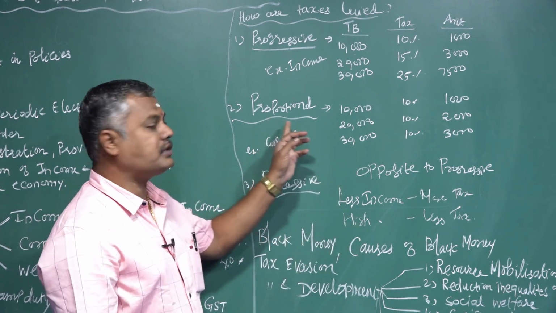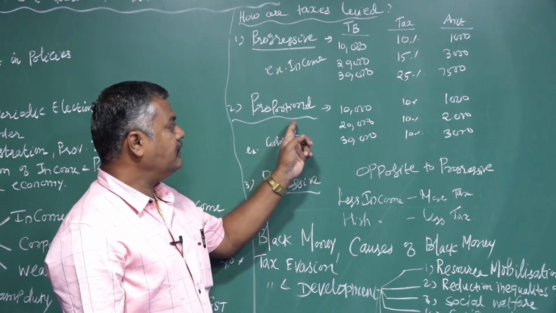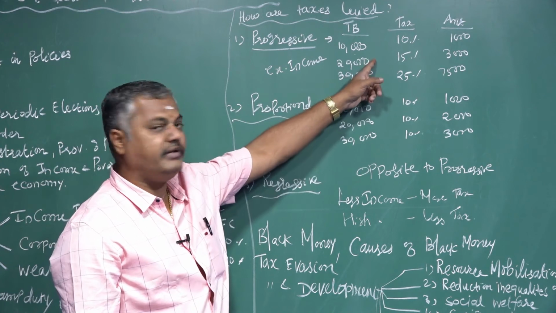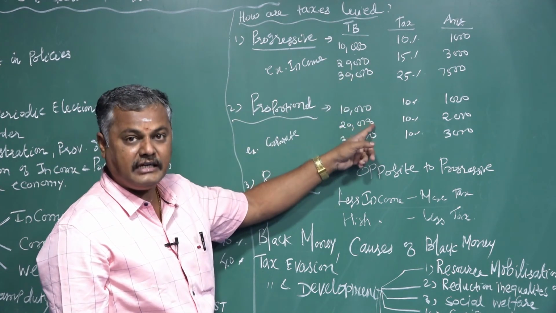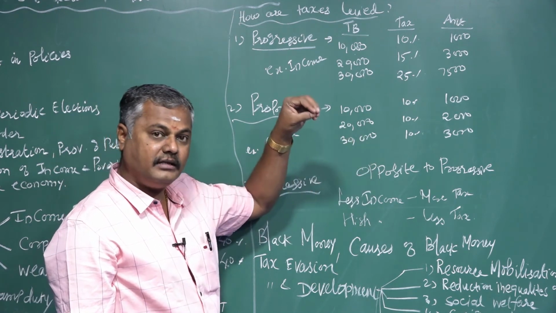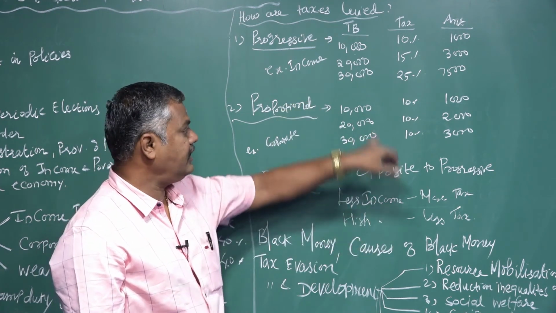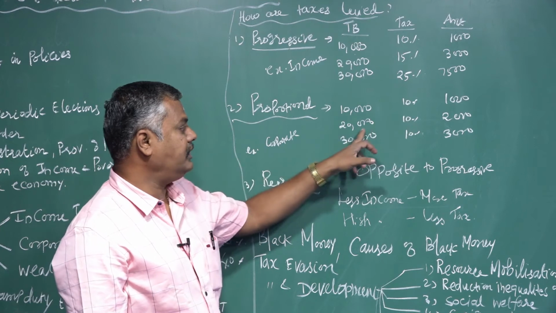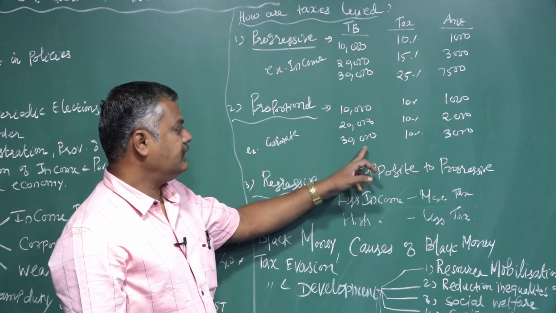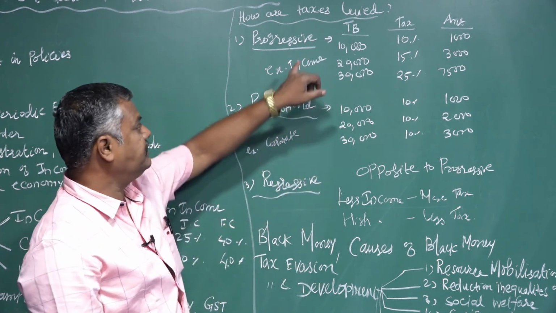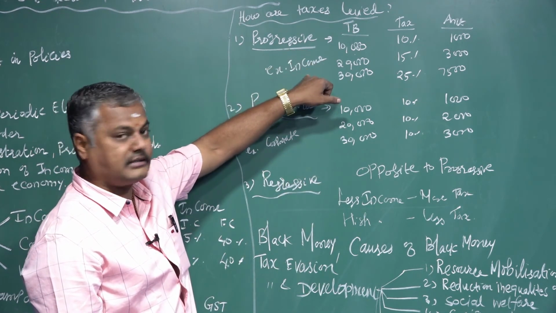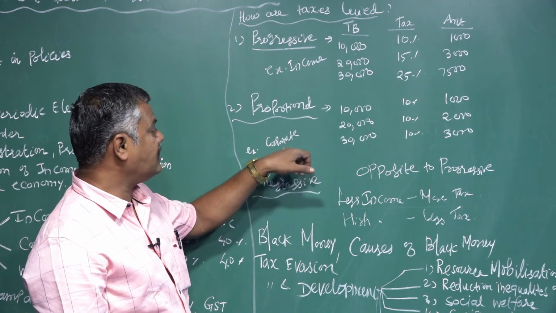Next one is proportional tax. Same thing, but there is only one difference between the progressive and the proportional. See here, the income has increased, but the tax rate is the same. 10,000, same 10%. 20,000, same 10%. And then 30,000, same 10%. What is the reason for that? This is an example of income tax, and this is called corporate tax.